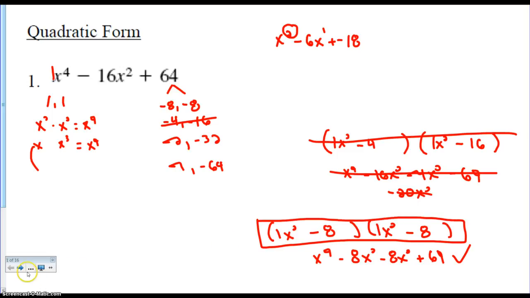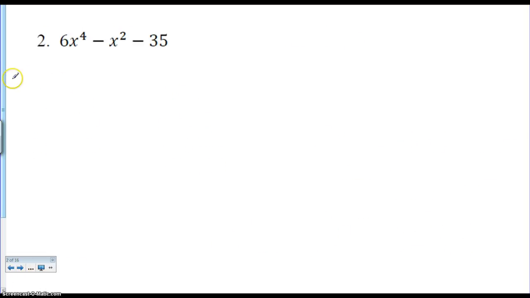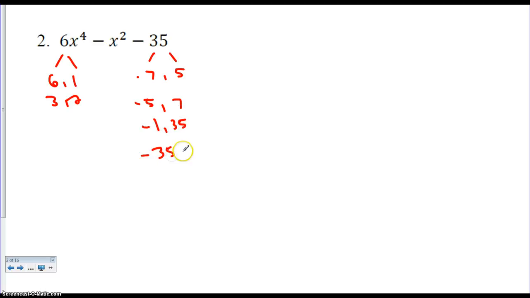So let's look at one that's a little bit more complicated. So what gets me a 6? I got 6 and 1, 3 and 2. Then I got negative 7 and 5, negative 5 and 7, negative 1 and 35, negative 35 and 1. So I want to guess and check which is going to work out.